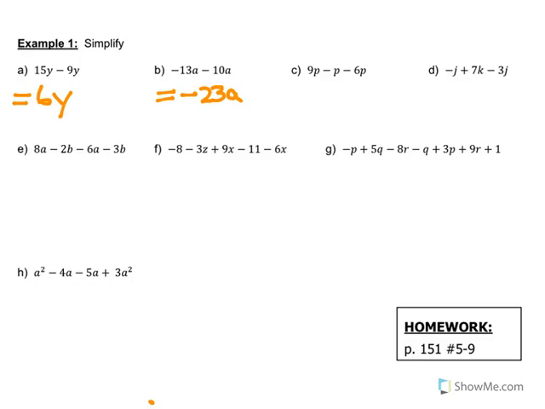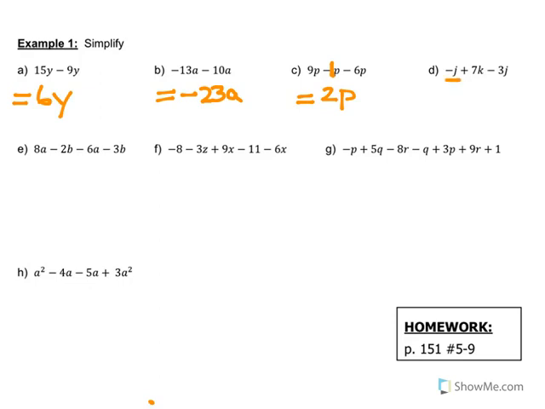Now, if you don't see a coefficient, it's going to be a 1. So that is a 1p. Okay? So 9p's minus 1p minus 6p. 9 minus 1 is 8. Minus 6 is going to be 2. So the answer should be 2p.